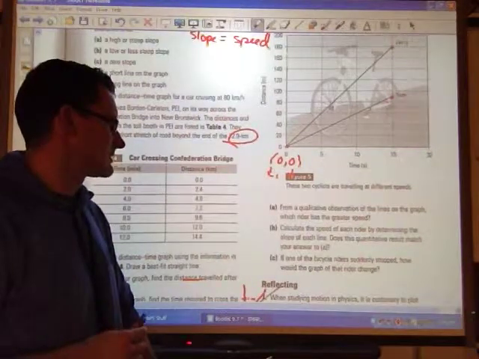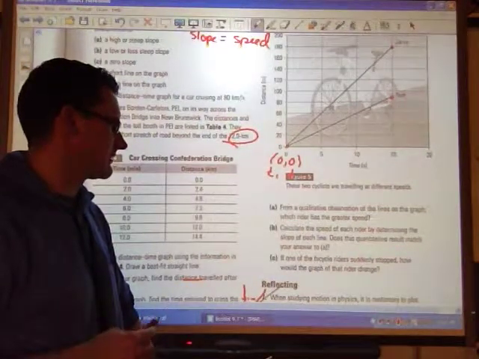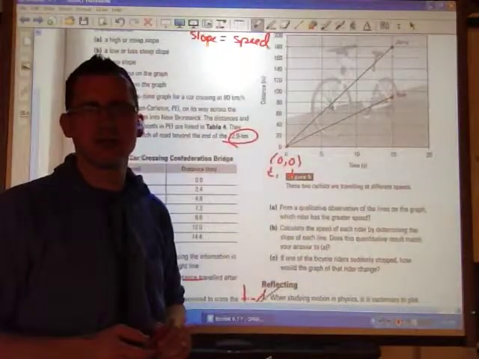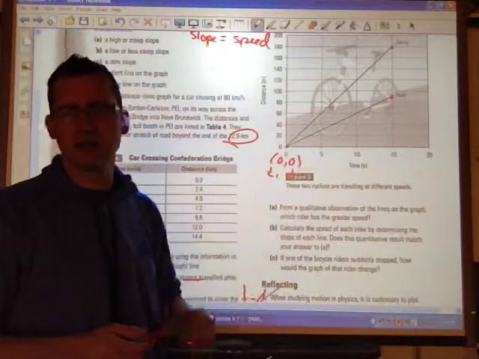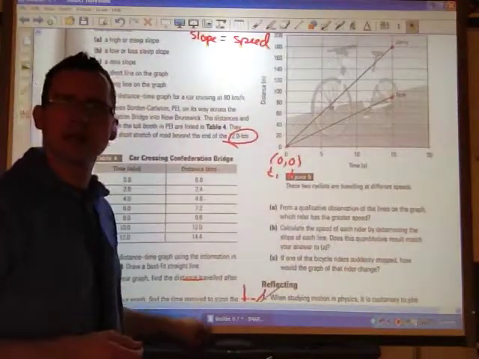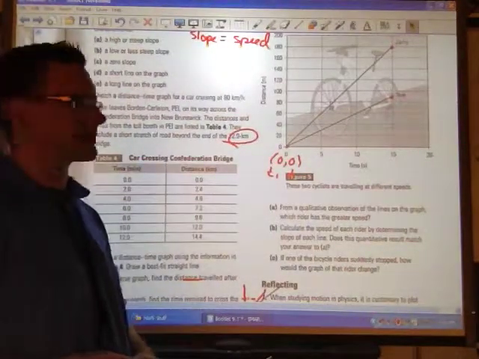And then if one of the bicycle riders suddenly stops, how would the graph of the rider change? What would that look like if all of a sudden they stopped? Would it be an increasing straight line, or what change would result? So there you have it. That should help you finish that assignment for this booklet.